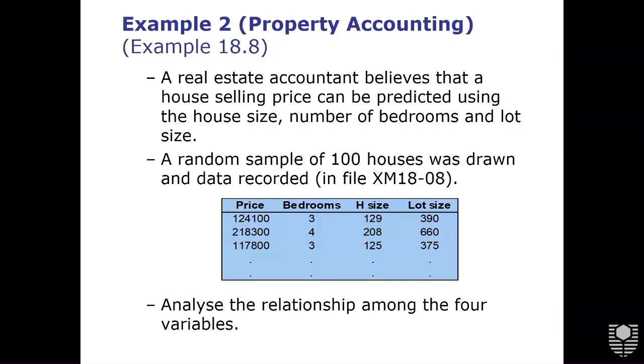A real estate accountant believes that the house selling price depends on some other related variables, like number of rooms, house size, and lot size, which is land size, right? Analyze the relationship among the 4 variables. The price is Y in here, and X1 is bedrooms, house size is X2, and space size or land size will be X3. Right, guys?